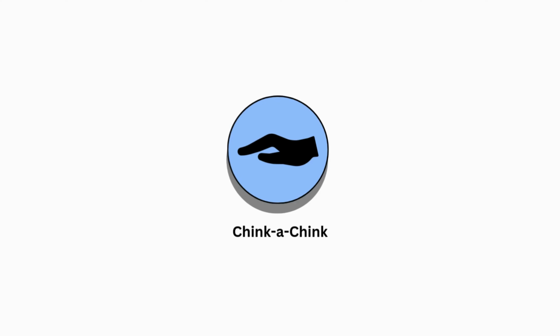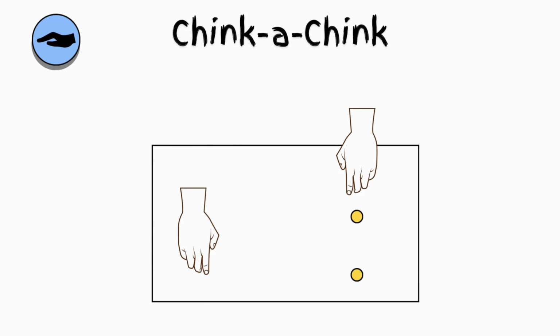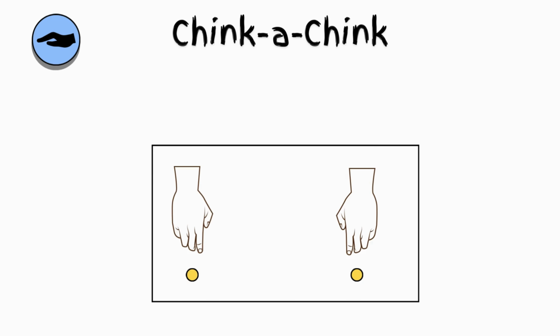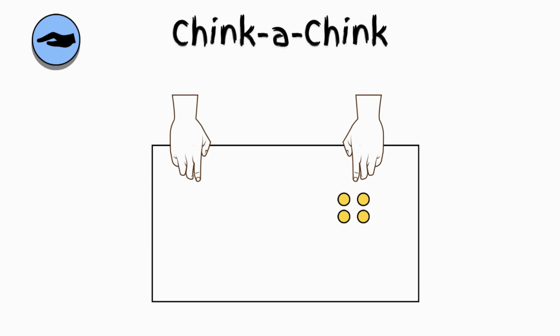Chinka chinka. In this sleight-of-hand trick, four objects are moved around by the magician, who secretly palms an extra object. They cover two objects at a time, distracting the audience and smoothly swapping objects until all items are in one place.